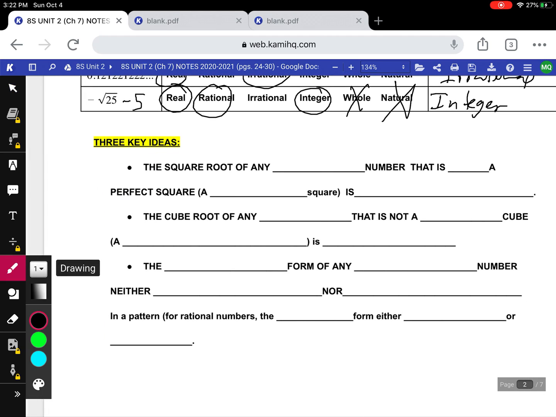Okay, I hope you're starting to get the hang of this. We're going to do lots more practice in the next couple days. Going on to key ideas. The square root of any whole number that is not a perfect square is irrational, okay? So the square root of any whole number that is not a perfect square is going to be irrational. So like the square root of 51, let's say.